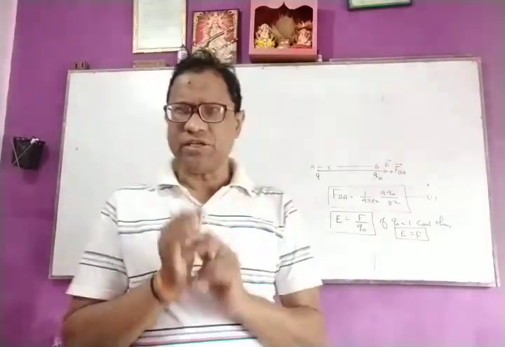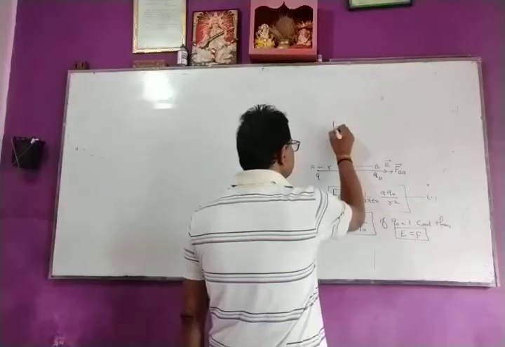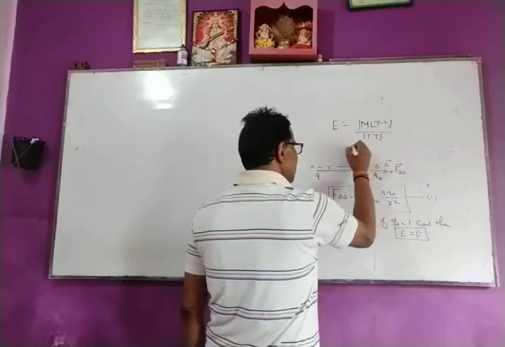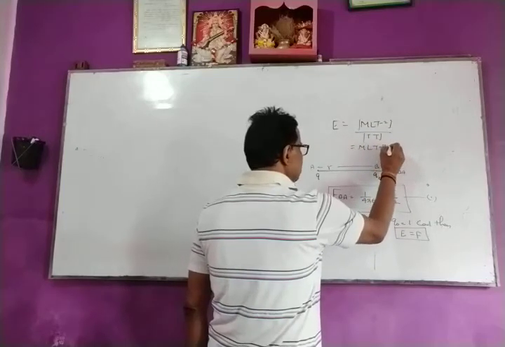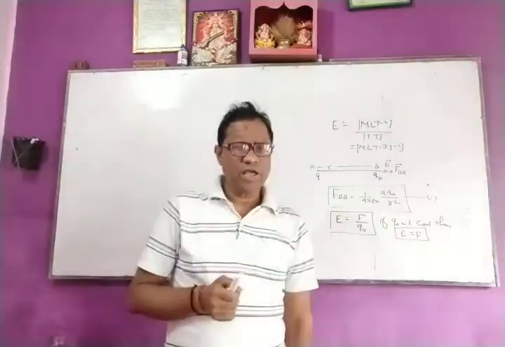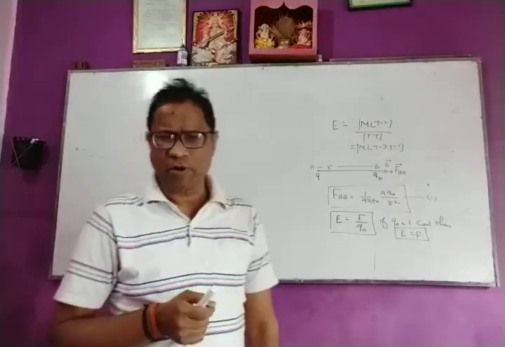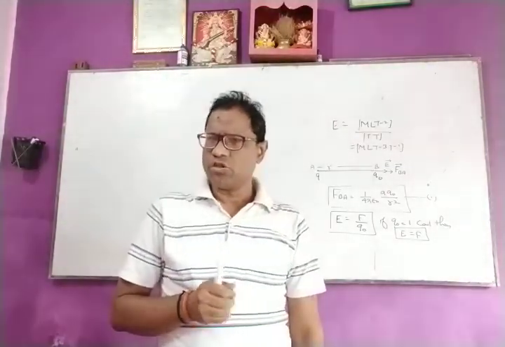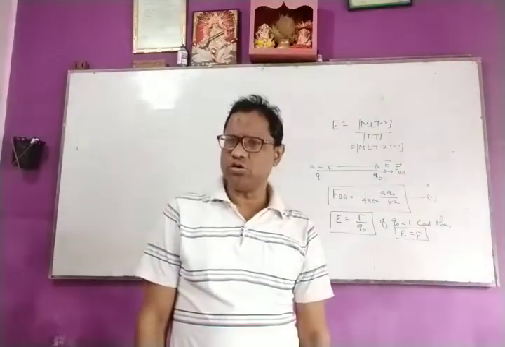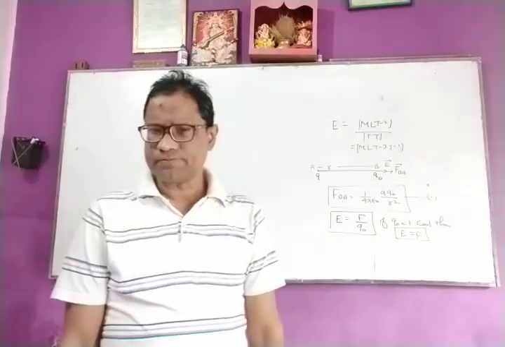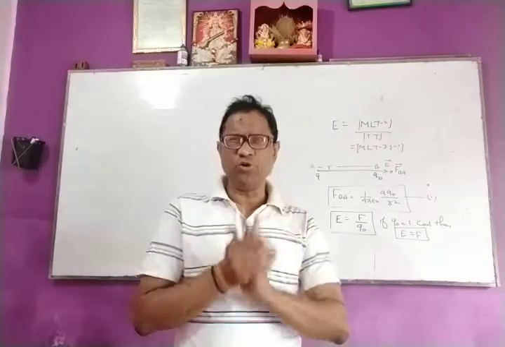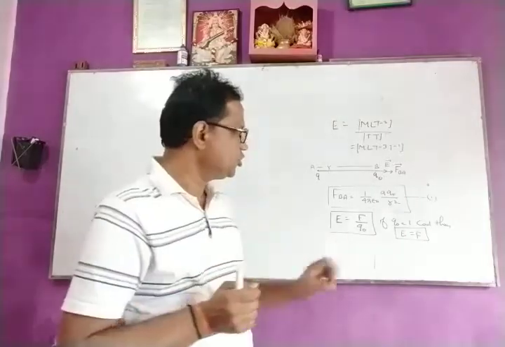The dimensional formula of E is MLT to the power minus 2 divided by I T, so M L T to the power minus 3 I to the power minus 1. When the source charge is at the origin, F is equal to Q naught into E. We have to calculate the electric field due to a point charge Q.